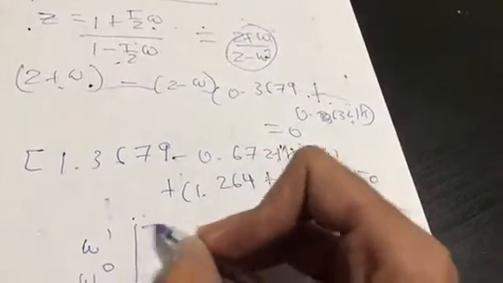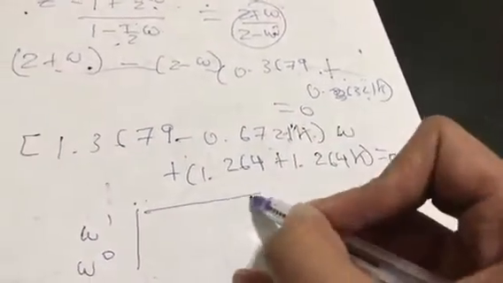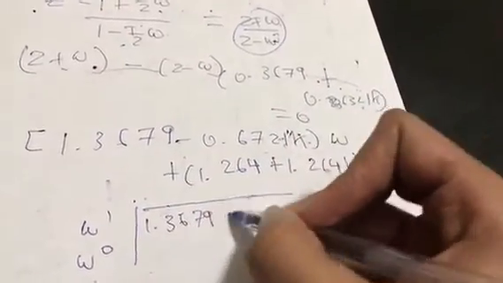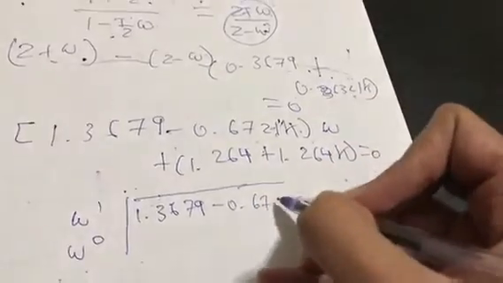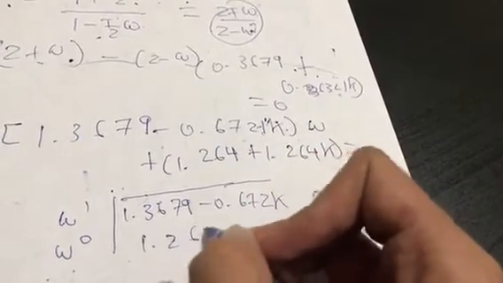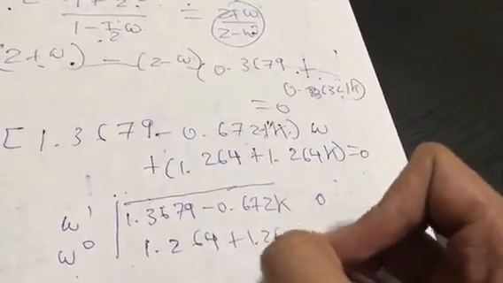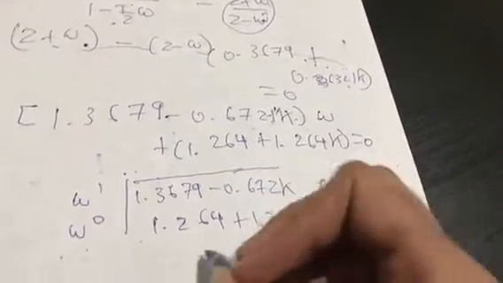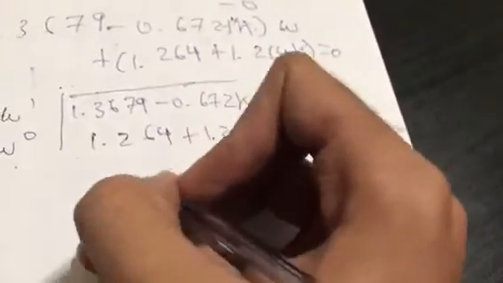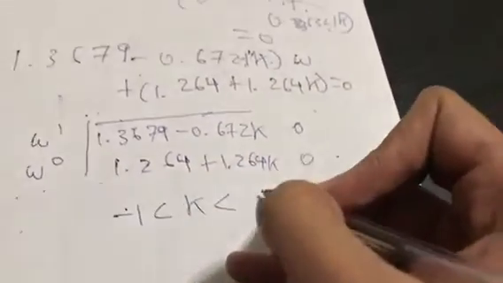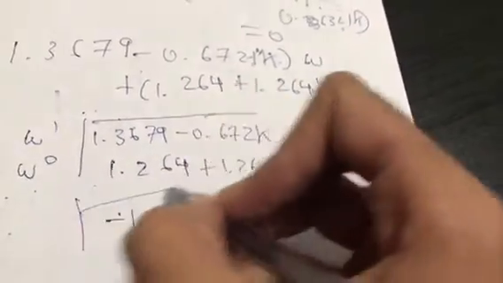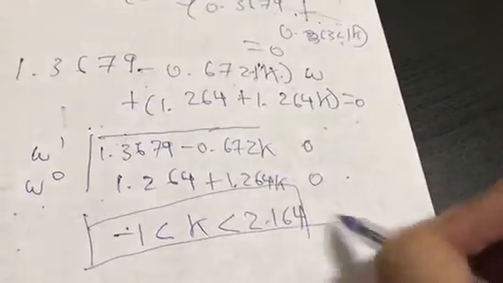We apply Routh's equation for the omega plane. So you see that you have to keep this 1.3679 minus 0.672k, and 0. You need to put this 1.264 plus 1.264k, and 0. So you get the stability as minus 1 less than k less than 2.164. So this is the stability value of k that you get.